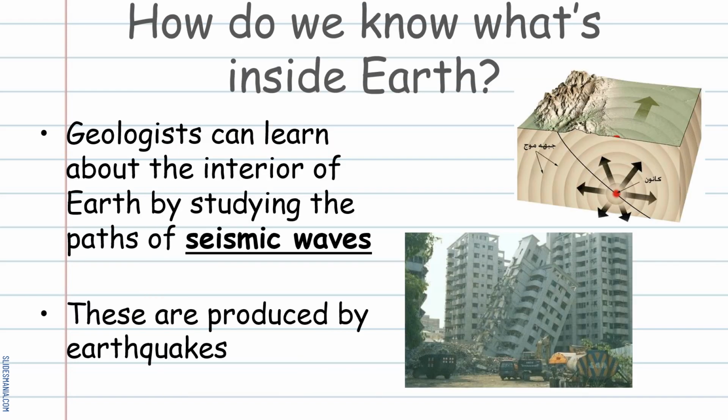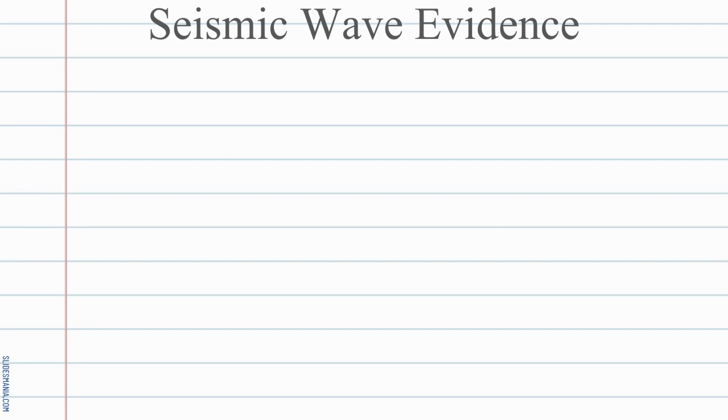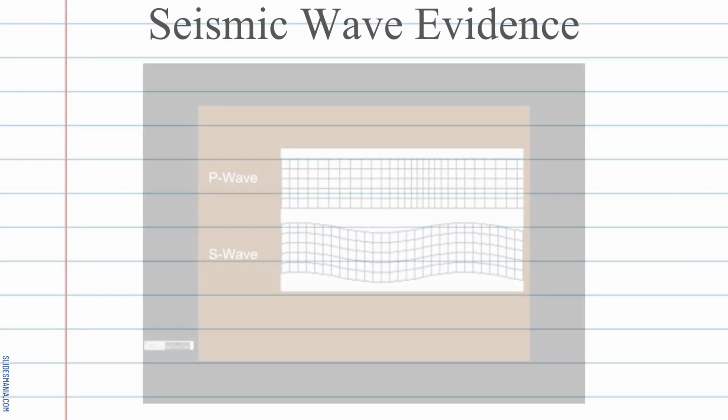How do we know what's inside the Earth? Geologists can learn about the interior of the Earth by studying the path of the P wave and the S wave. These are produced by earthquakes. This is the seismic wave evidence.